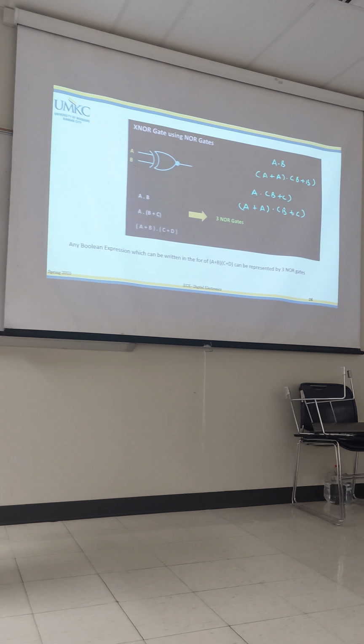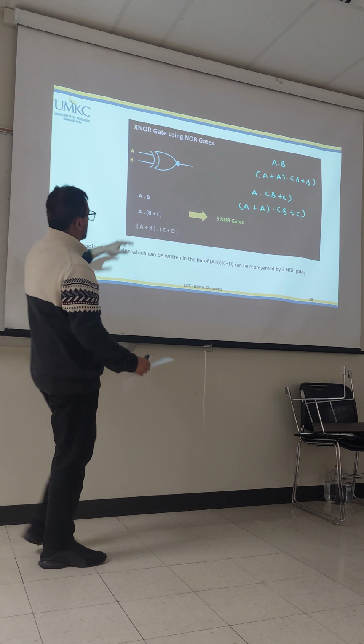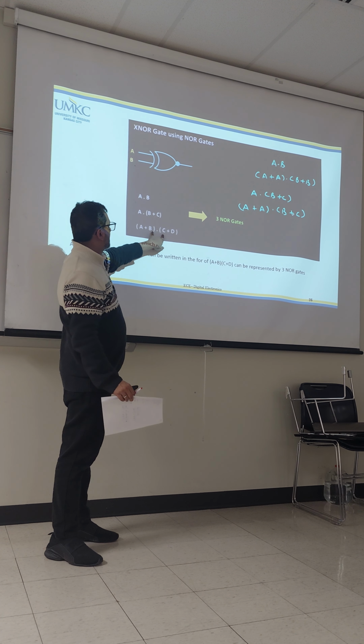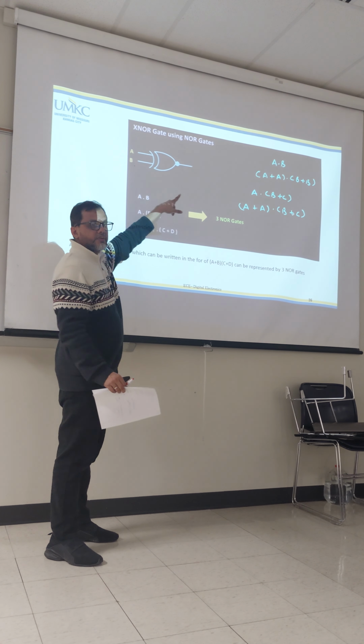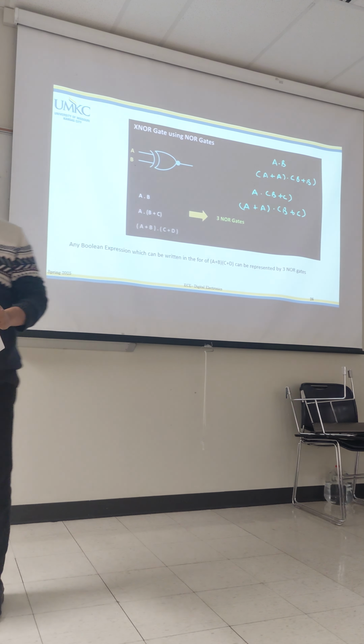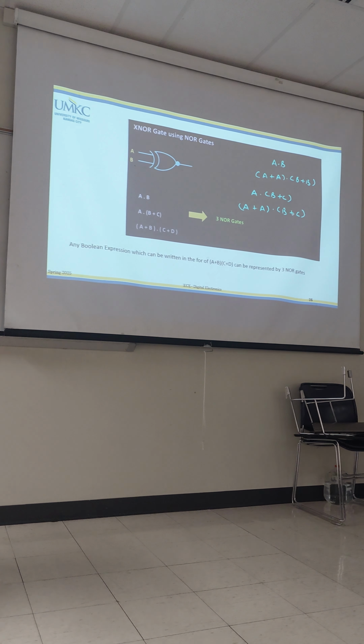So whatever it is, if the logic expression is something like that, every time we need three NOR gates. That means any Boolean expression which can be written in the form of (A plus B) into (C plus D) can be represented by three NOR gates. Okay, three NOR gates.